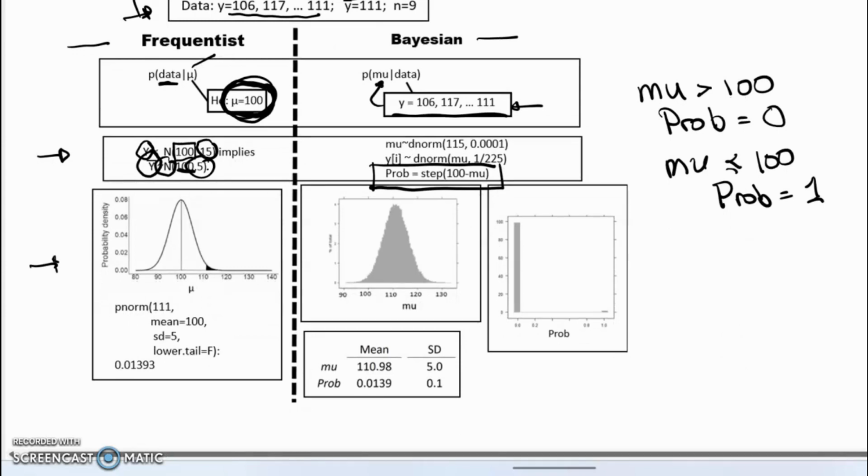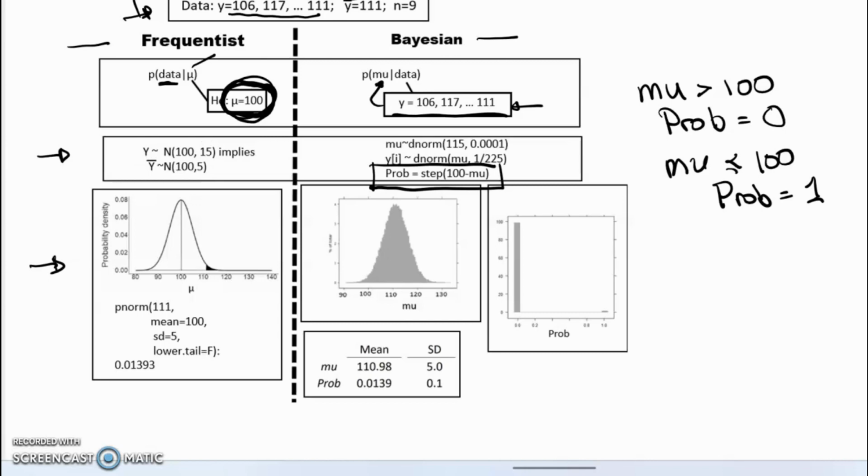Next thing that the frequentist does is that the frequentist knows that sample means based on a sample size of 9 are going to be normally distributed with these features if the null hypothesis is true. So this is the sampling distribution. This is a distribution of all means of sample size 9 taken from this distribution.